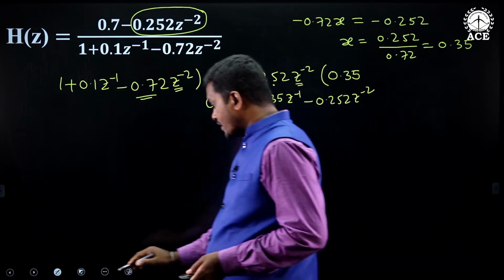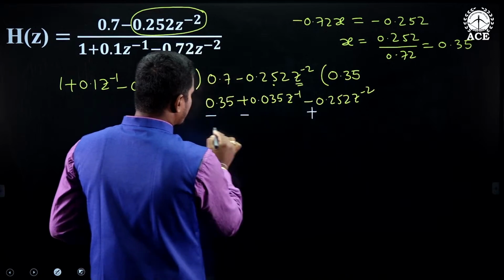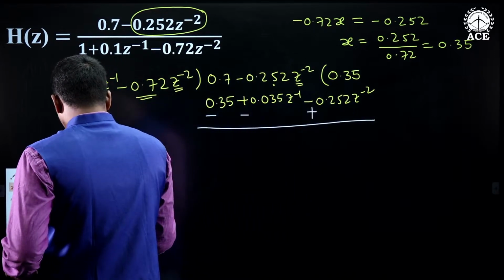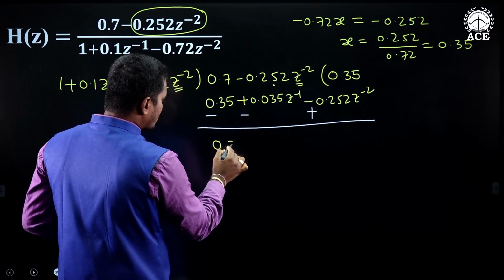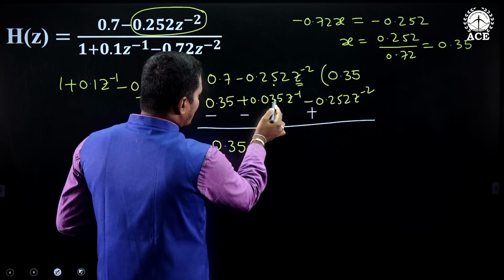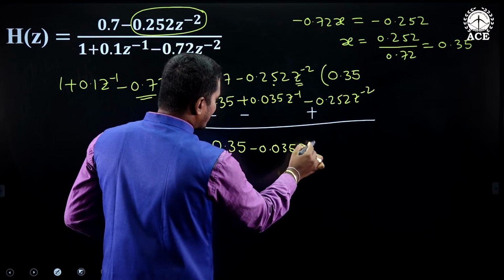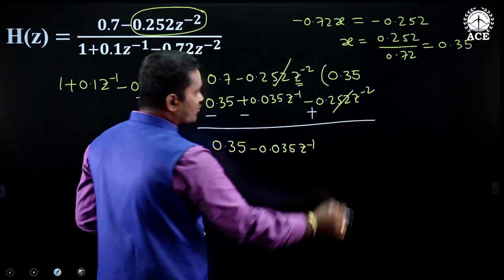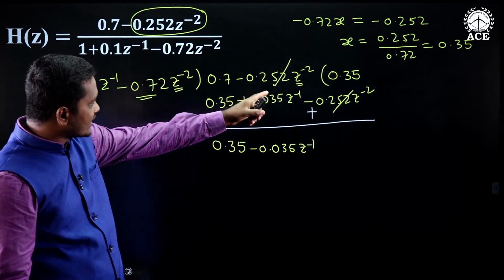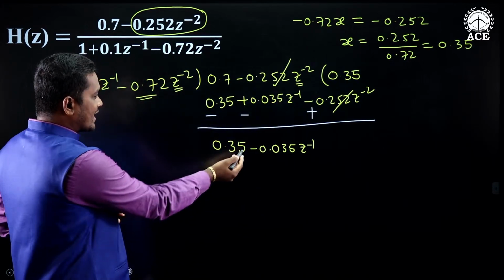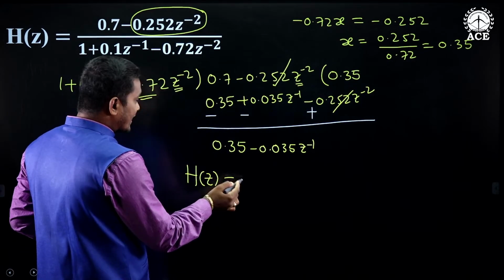Understood? Yes. Now, what is the principle in subtraction? Plus becomes minus, minus becomes plus. Now 0.7 minus 0.35 is how much? 0.35. Next, this becomes minus 0.035 z inverse, and minus 0.252 plus 0.252 cancel. Yes, we have cancelled that term. To do this only, we need this coefficient 0.35. Now the numerator order decreased, it becomes z inverse. Now, tell me, what is h of z now? How to write h of z?